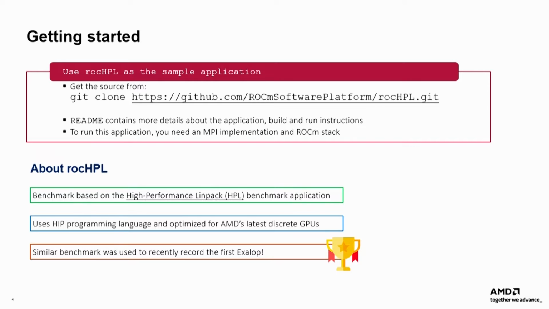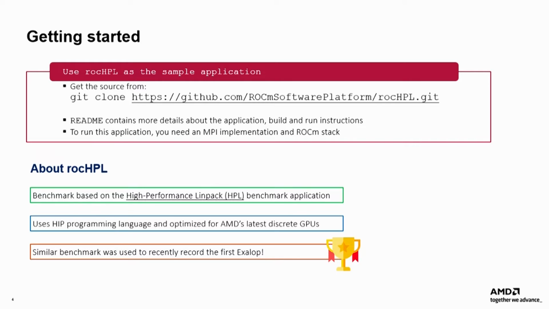A fun fact about rocHPL: it's a benchmark based on HPL, the High Performance LINPACK benchmark application. Obviously it uses HIP programming and it is optimized for AMD hardware. This application is very close to the actual rocHPL which was used to reach the first exaflop a few weeks ago, or a month ago. So we are very proud that we have made rocHPL publicly available so that people can play with it and see things. On GitHub, it's publicly available. You can just go and start playing with rocHPL.